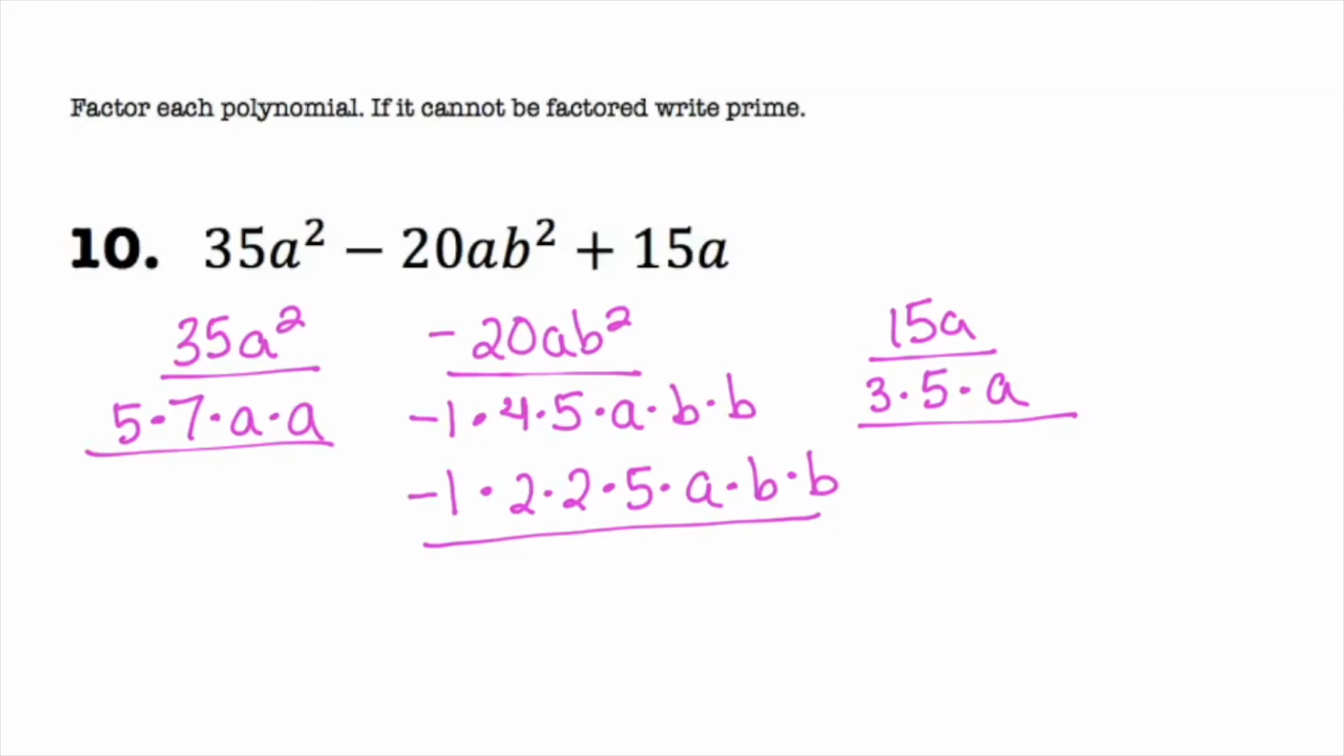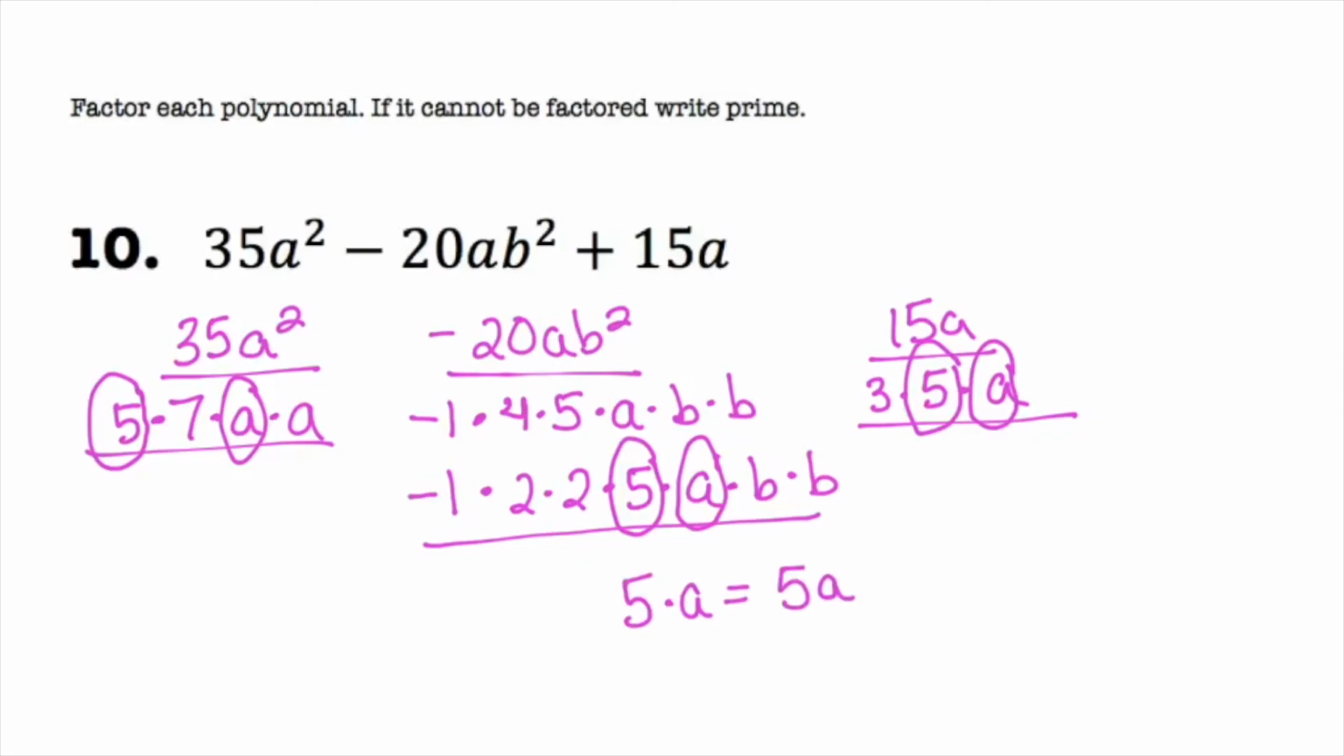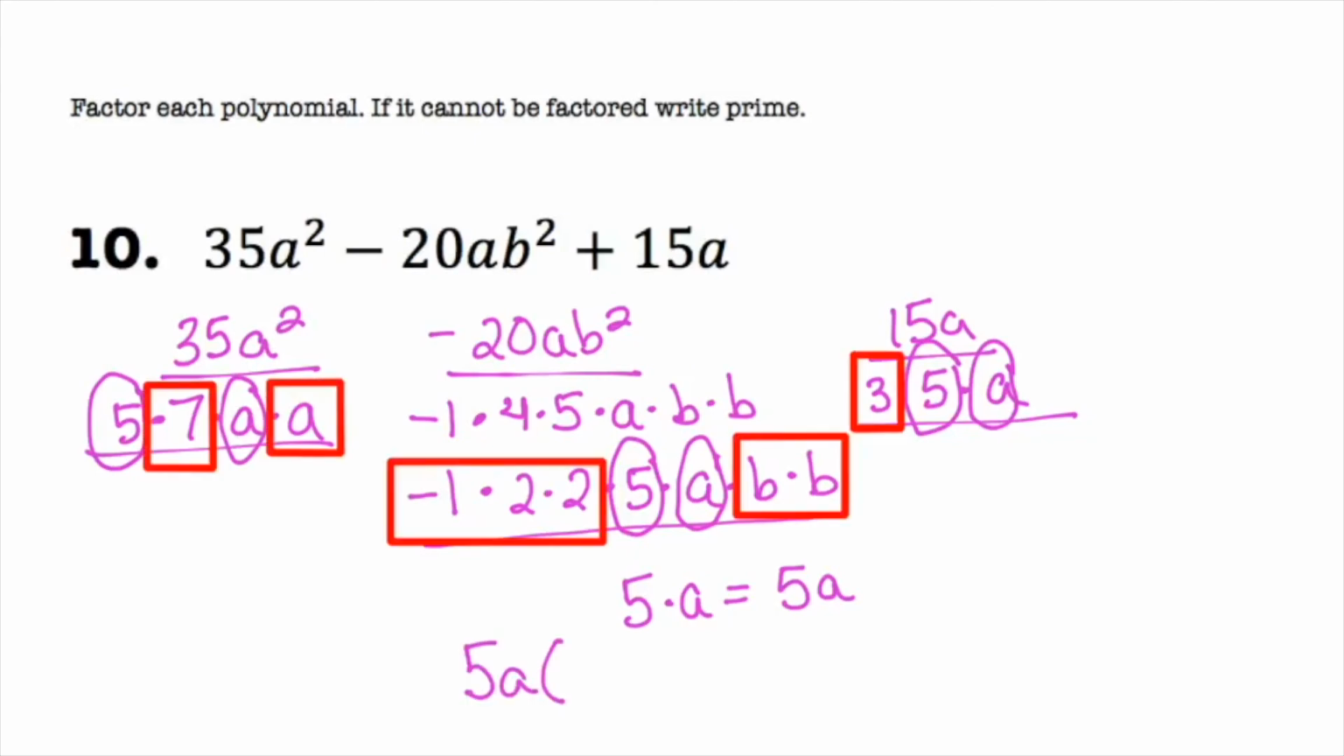So I underline that. So they both have a 5 in common. They do not have a 7 in common because 7's only in the first one. They do have an a in common. And the first one also has a second a, which is not in common with anything else because there's no more a's left in the middle or the last term. And the second column also has 2 b's, but the first and the last term does not have a b, so that's not in common. So we're going to take that 5a, multiply it back together. So 5 times a is 5a, that's our GCF.